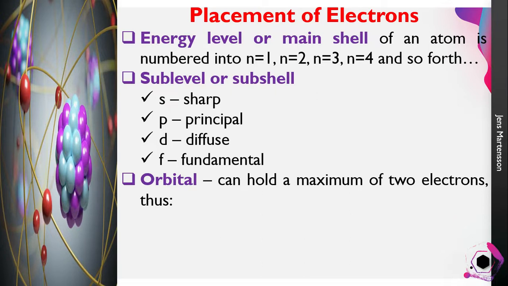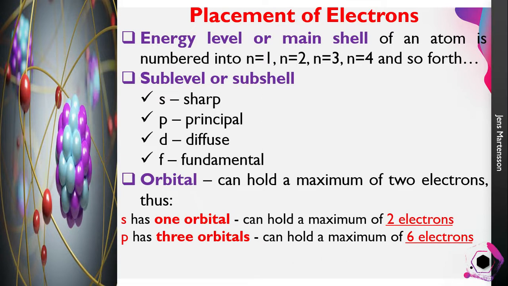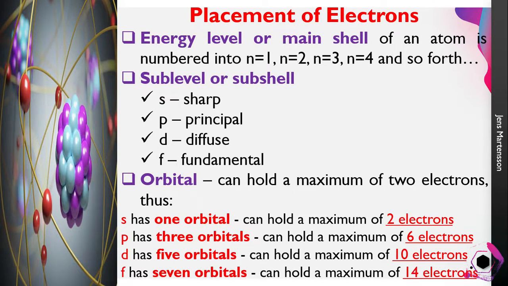Okay, SPDF. So, in each orbital of this sub-level, in each of its orbitals, it can hold a maximum of 2 electrons. So, the s subshell has only one orbital, that means the s subshell can only hold a maximum of 2 electrons. Okay? The p subshell or sublevel has three orbitals. Again, each orbital can only hold two electrons. So with three orbitals, that means the p subshell can hold a maximum of 6 electrons. The d subshell has 5 orbitals. So that means it can hold a maximum of 10 electrons. And then f has 7 orbitals and it can hold a maximum of 14 electrons.